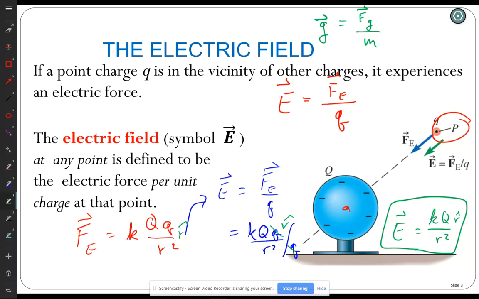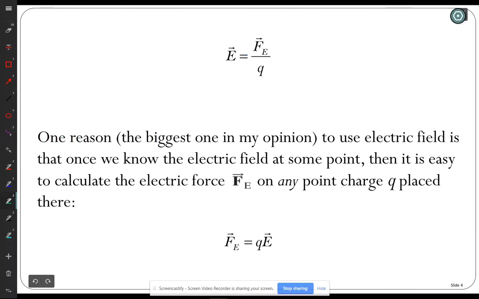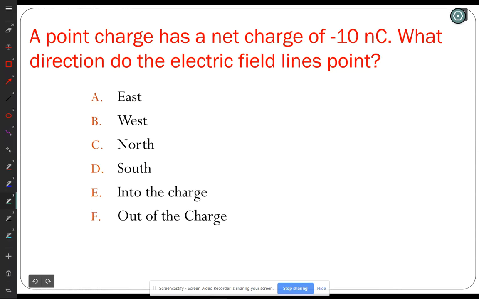So in this case, R hat is going to be pointing this direction. Hey, look, there's the equation we've been working with. Make sure we understand just the terms I've been using.